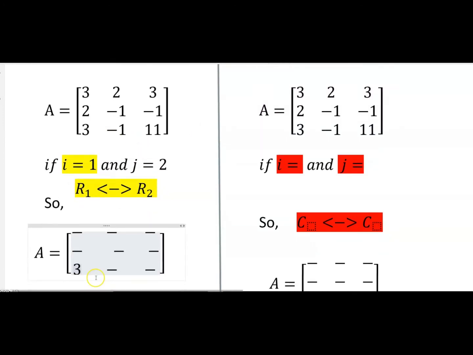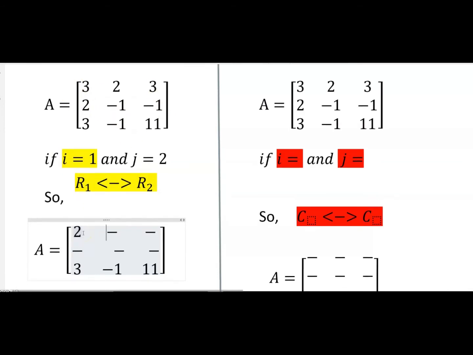First I will write the third one, that is 3, minus 1, and 11. This row remains as it is. Now 1 interchanges with 2, so the second row will become the first one. The first one will be 2, minus 1, minus 1. This was the second row, and now the first row will become the second one, that is 3, 2, 3. I hope you got the first operation.